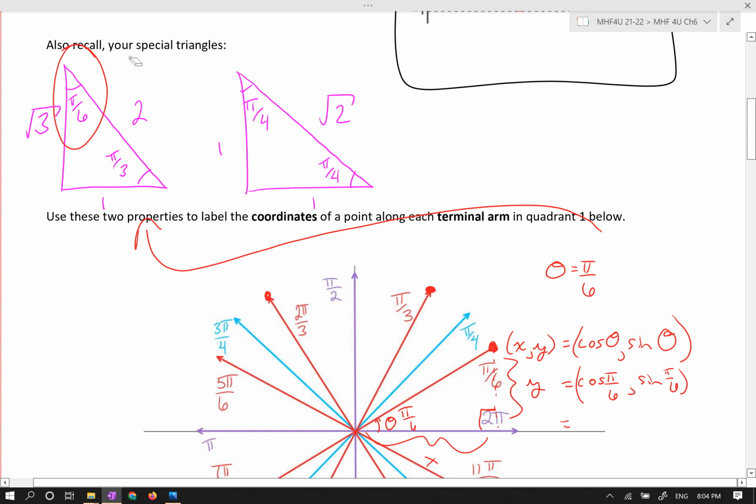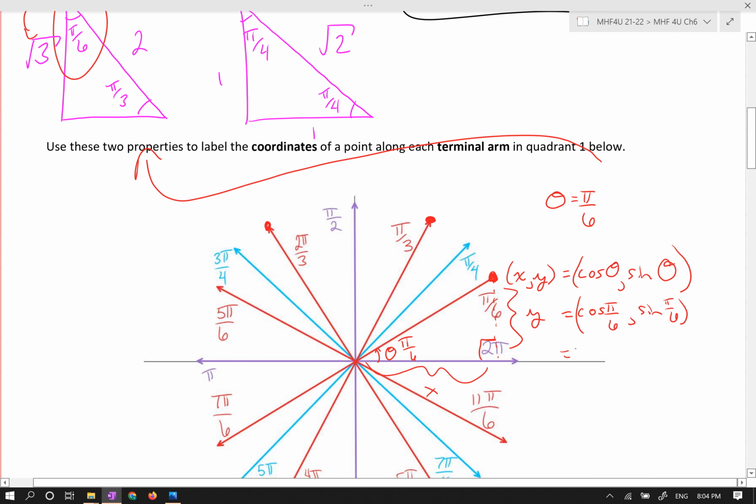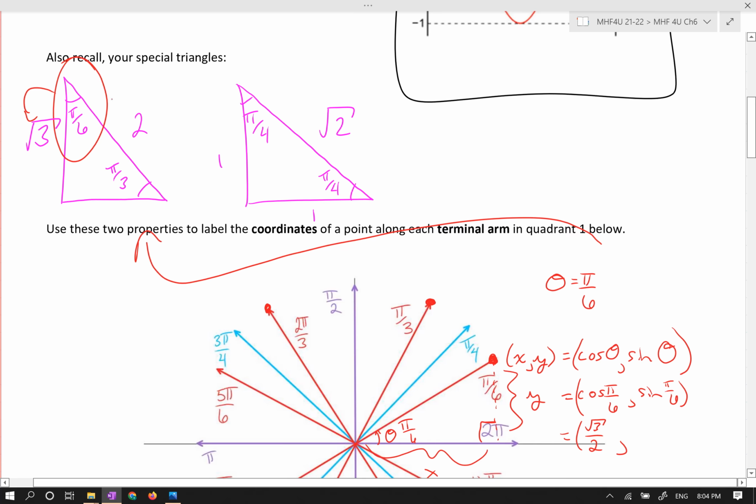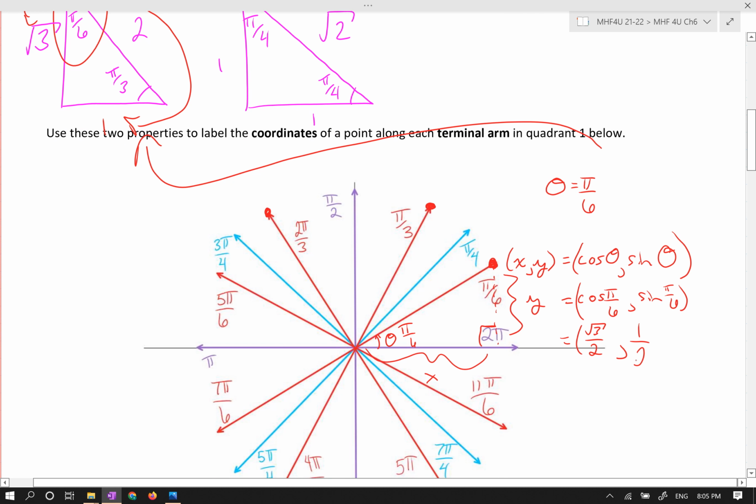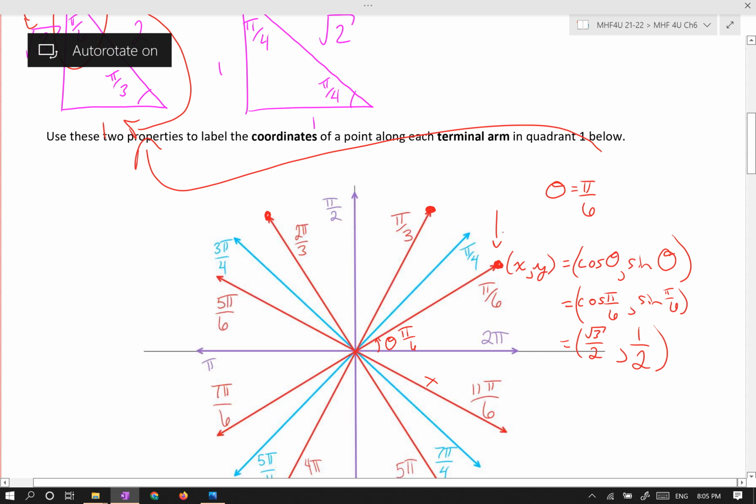Pi over 6. The cosine of pi over 6, I know I'm working with my adjacent side over the hypotenuse. So I'm working here with my adjacent side, square root of 3, over the hypotenuse, 2. So the square root of 3 over 2, good. Then I'm working with the sine of pi over 6, and here I'm working with my opposite side over the hypotenuse, 1 over 2. Fantastic. So what that means, and this is the key here, is the coordinates of this point right here are root 3 over 2 and 1 over 2.